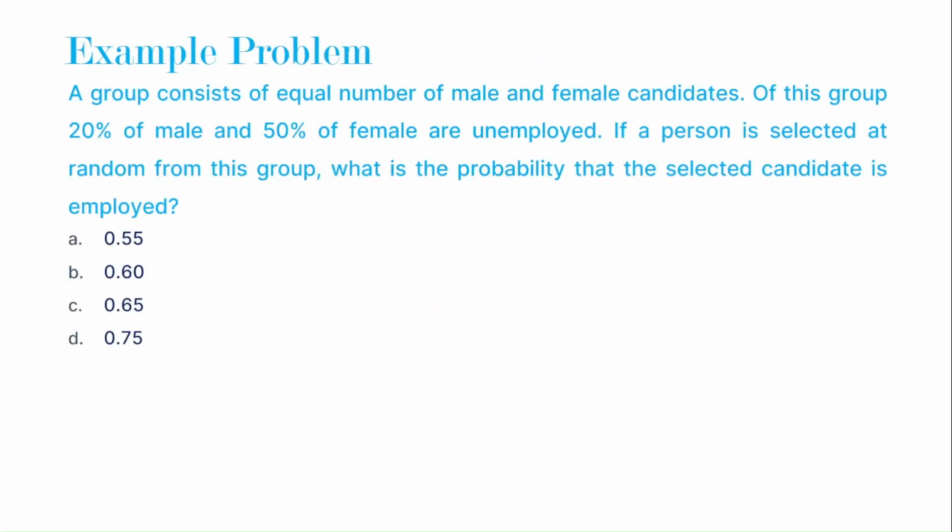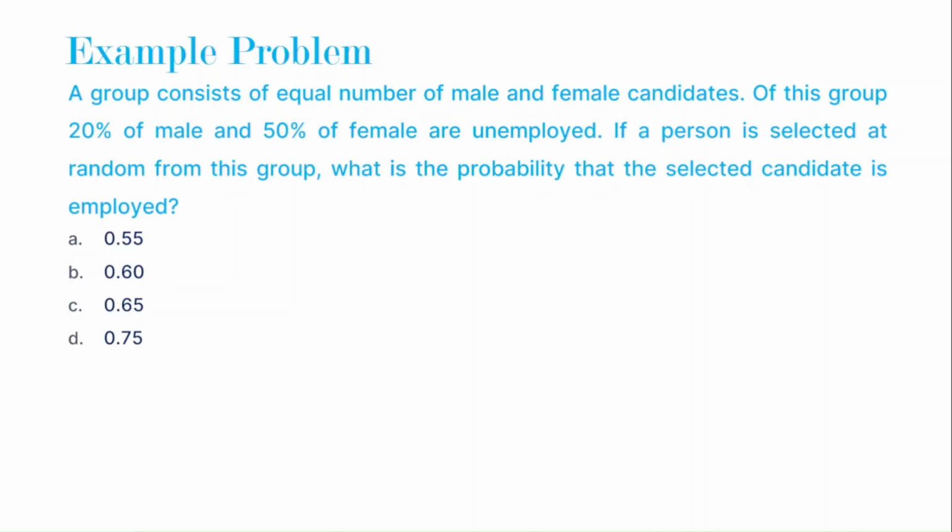Now based on our learning, let's discuss an example problem. The problem says that a group consists of equal number of male and female candidates, and of this group, 20% of male and 50% of female are unemployed. If a person is selected at random from this group, what is the probability that the selected candidate is employed? And the options are 0.55, 0.6, 0.65, and 0.75.